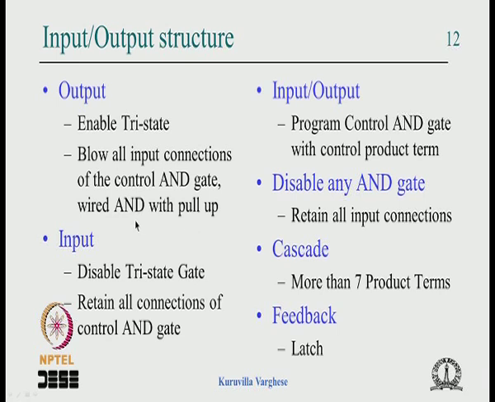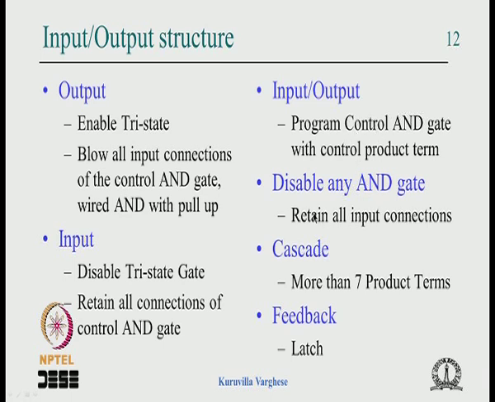So it is not an AND gate with multiple inputs, it is a single wire which is wired AND. We will see how that is formed with a pull up. If you remove all the connections, then it is pulled up to 1, and the output is 1. When you want to use that as an input, you disable the tri-state gate, retain all connections of the control AND gate, then A and A bar is kind of 0, and you can program, but you can use it as an IO under the control of a control product term in the control AND gate.